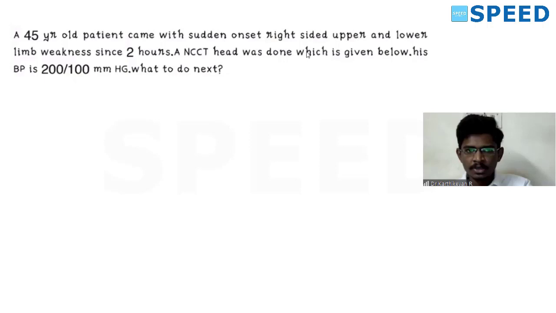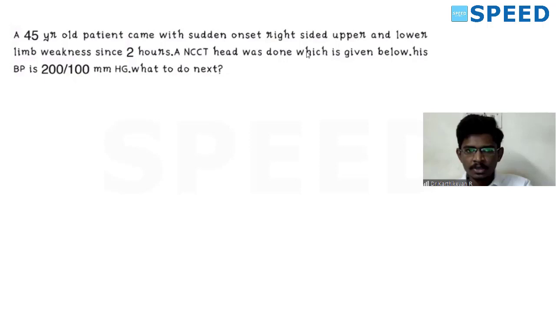Next, they are telling the CT scan is showing bleed. So that means interpretation of CT scan in case of stroke patient. That also you should be knowing. And the last option is telling mechanical thrombectomy in this patient. So what are the indications for mechanical thrombectomy? All these, if you know as a whole, you will be able to answer this clinically oriented question.